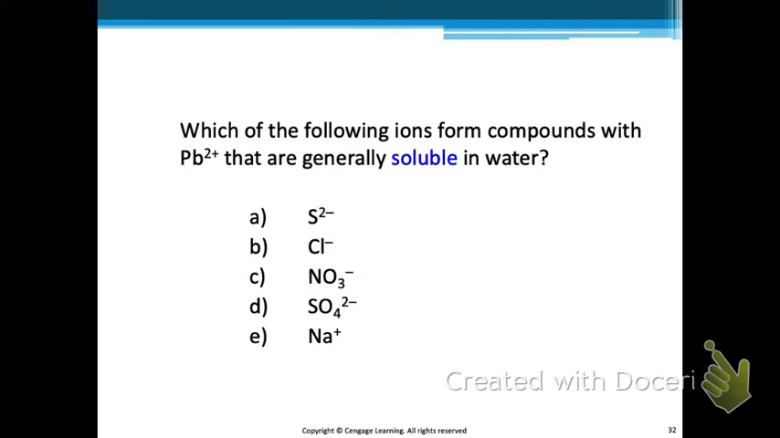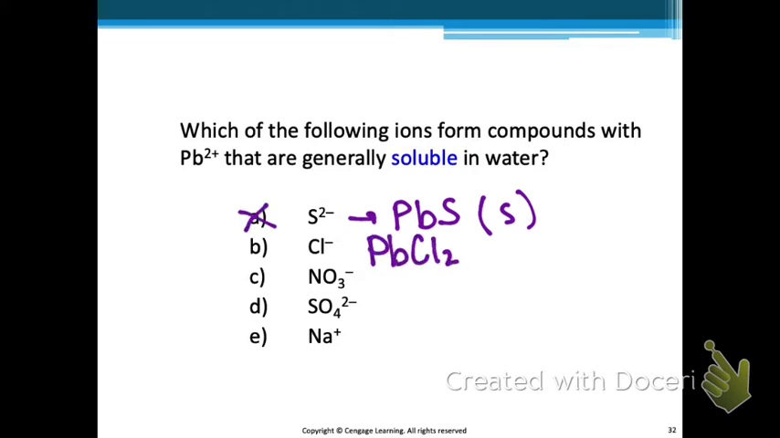Which of the following ions form compounds with lead plus 2 that are soluble in water? So let's figure out if we had a compound PbS, is it going to be solid or is it going to be aqueous? What do we think? It's going to be solid. So that's no good. What about PbCl2? If chloride forms a compound with lead, what do we think? So it's not aqueous. This one's going to be solid as well.